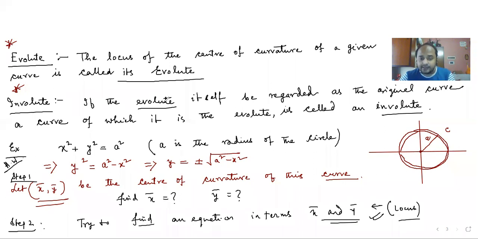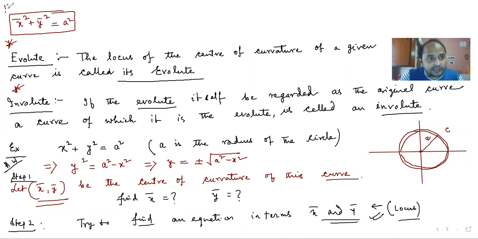But if you find during the calculation a thing like x bar squared plus y bar squared equal to s squared, that is also a circle's equation. So if your evolute becomes the circle itself, then the circle will be called the involute. If the locus is not in this form, then the original curve, that is the circle, will not be termed as involute.